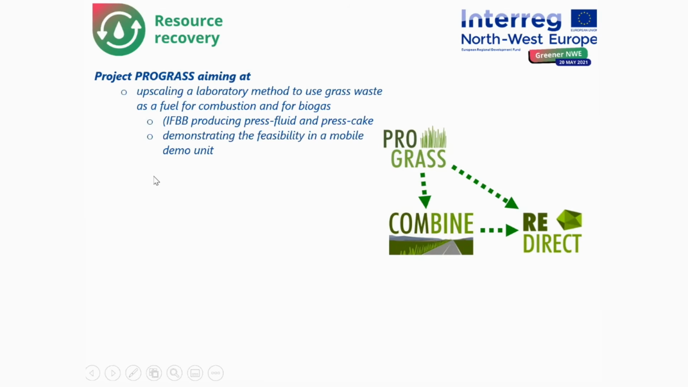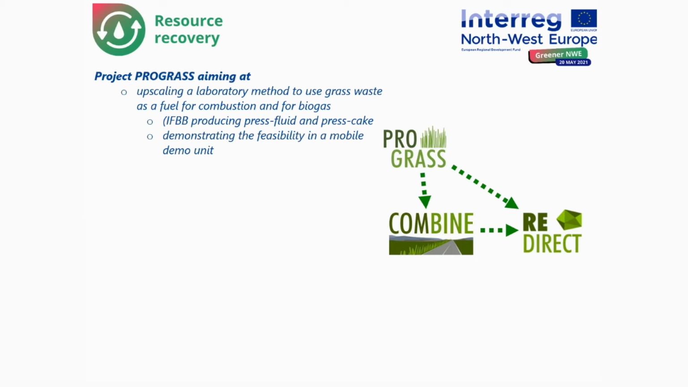And Progress was aiming at upscaling a method which was developed in Kassel in 2000 to separate press fluid and press cake when turning grass into a material that can be burnt, because normally this is not so simple. You have a lot of harmful substances that you have to take care of. You cannot simply burn straw or grass or something like that and use it for energetic purposes.